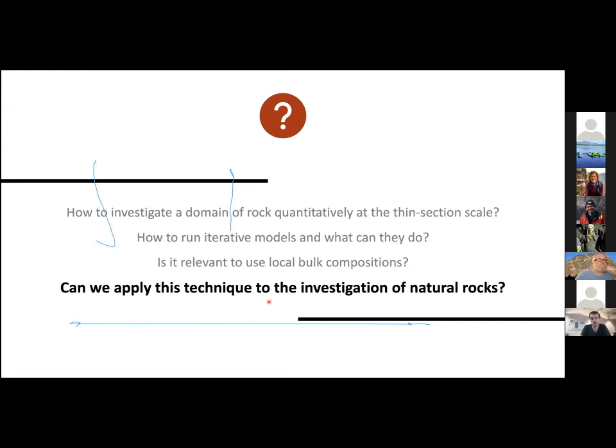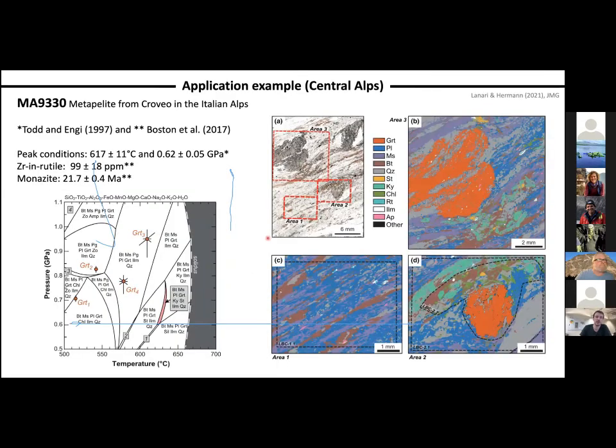So having said that, one can wonder if we can really apply this technique to the investigation of natural rocks. And to try to demonstrate that we can, and what it brings to you, I want to show you a third example that is, again, a metapelite, at slightly lower pressure and temperature conditions. It's a famous sample from the Central Alps because it was used by Todd and Engi to establish the thermal gradient in the Central Alps during the peak Barrovian conditions.